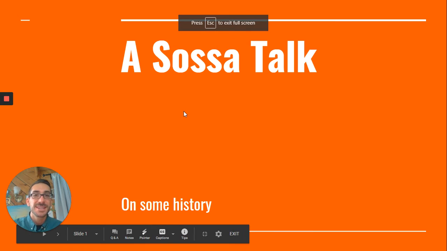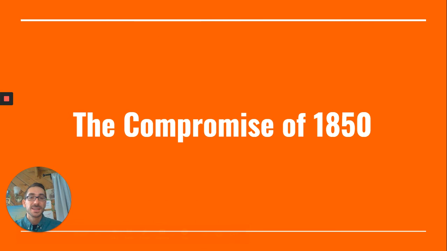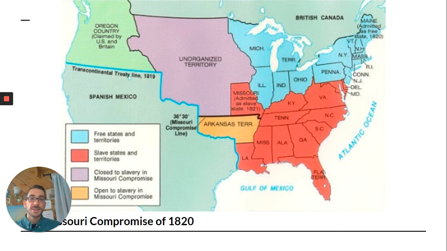So this video is a Sosa Talk on some history. This topic is going to be the Compromise of 1850 first, and then we're going to look at the Fugitive Slave Act to try and clarify, essentially, assignment 12, which was this one, if you could see that in the little circle bubble. So, let's take a look.